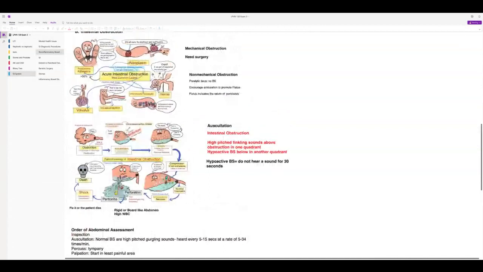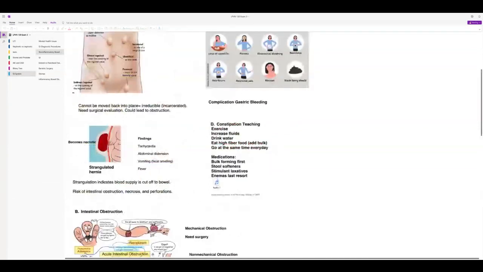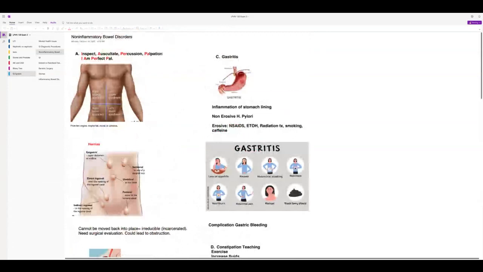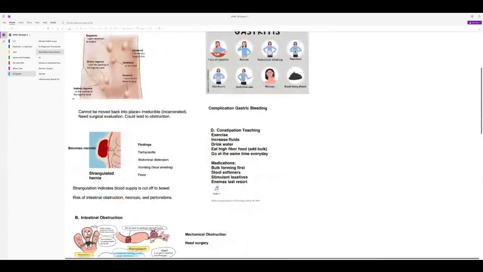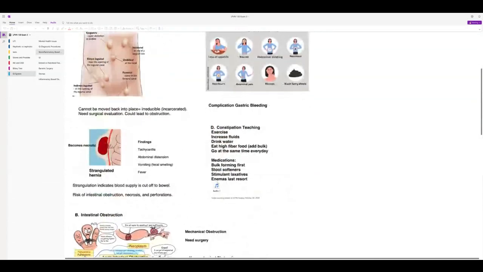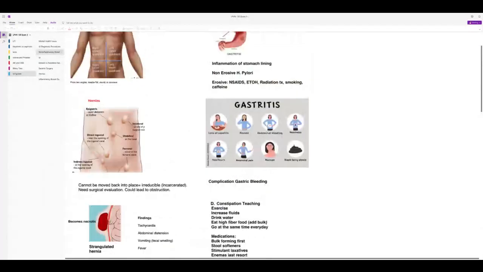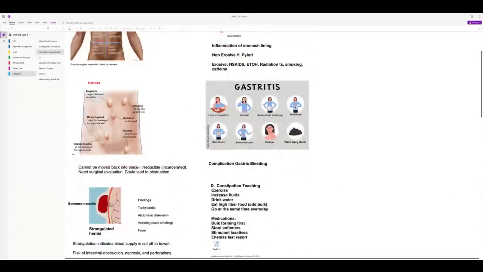All right, and then gastritis is inflammation of the stomach lining. This is a different condition. It could be caused by H. pylori. It could be caused by NSAIDs, ETOH, smoking, caffeine. The signs and symptoms are heartburn, nausea, bloating, black tarry stools, okay? So black tarry stools means bleeding, right? The complication is that they could have a gastric hemorrhage. That's why it needs to be watched.